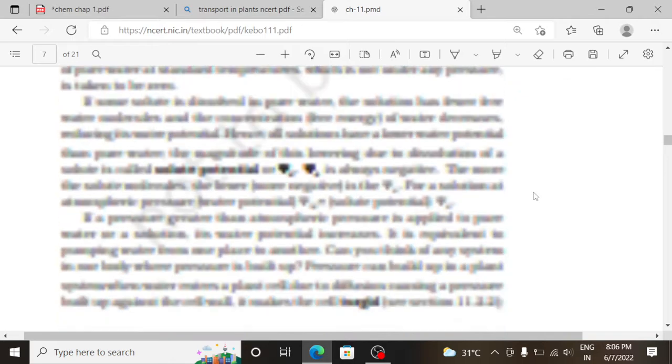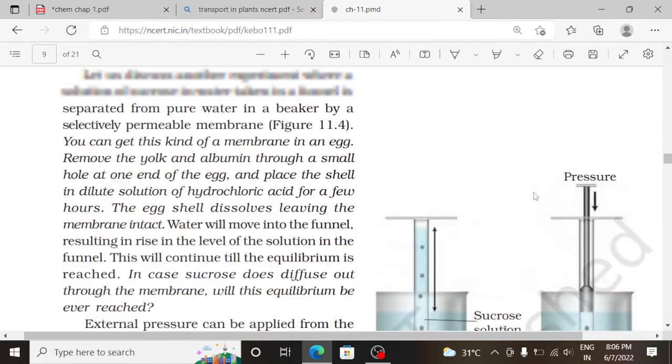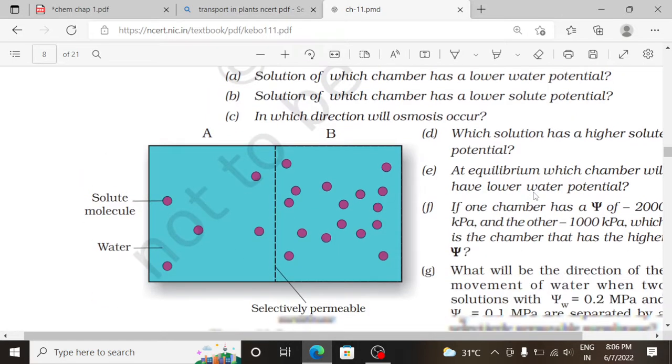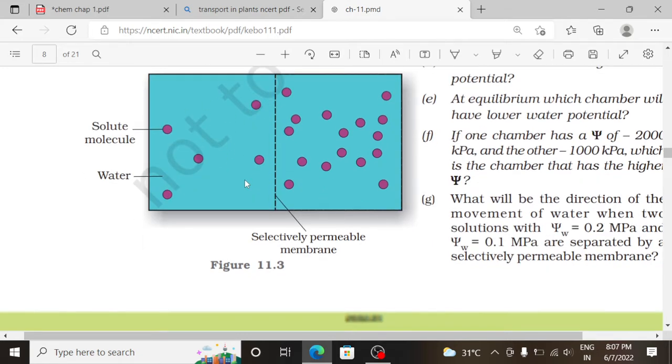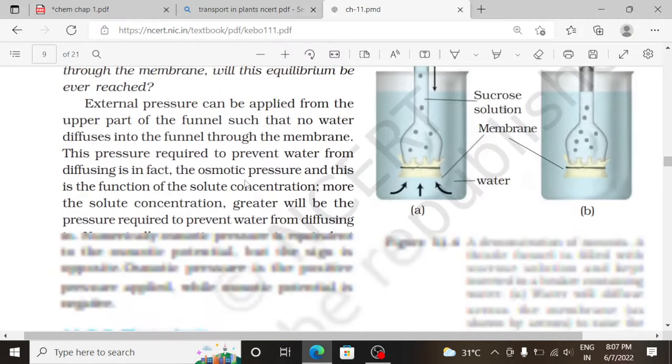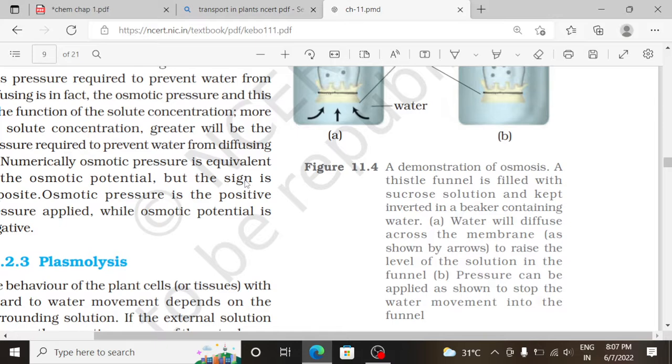Okay, then next one is the diagram of the selectively permeable membrane, the dot structure, and the solute molecule is present here, and see, you can see the water. Then this diagram is a demonstration of osmosis. A thistle funnel is filled with sucrose solution and kept inverted in a beaker containing water.